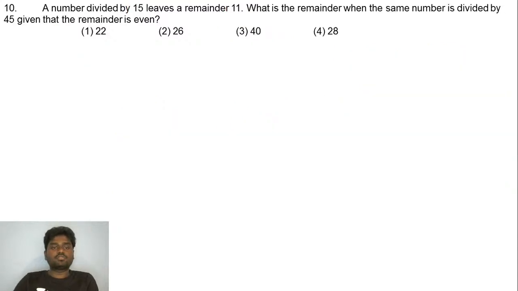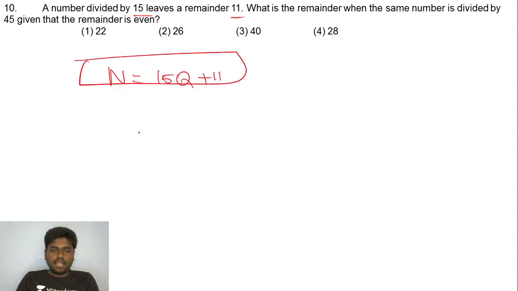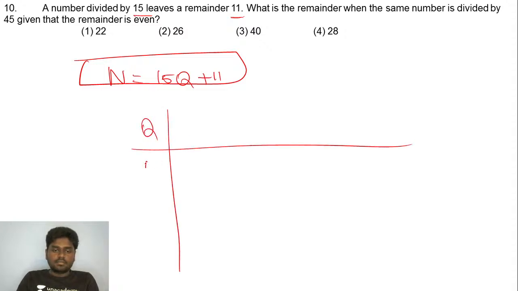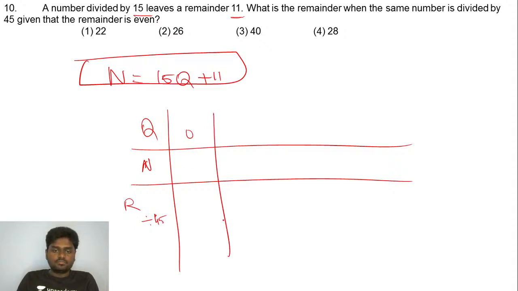Let's go for the last question for today's session. Come on. That is, when a number is divided by 15, it leaves a remainder 11. So can I quickly say that n is equal to 15q plus 11? And if I take the quotient, the number, and the remainder when it is divided by 45, so listen carefully. Let me go with 0. I'll be getting 11. And the remainder, what I'll be getting is 11.